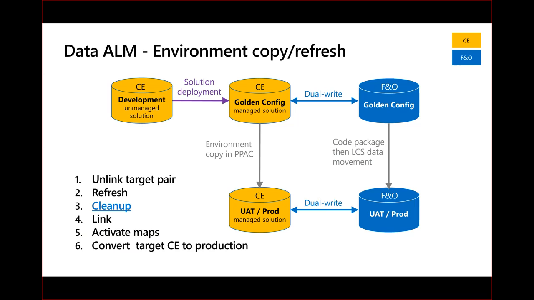After that cleanup has happened, so we don't have any information left over from the golden configuration dual write setup, we're going to link the target pair again. We're going to activate the maps, and we're ready to start, if it's a UAT, doing our UAT testing in the environment, or if it is production, we're ready to start production.